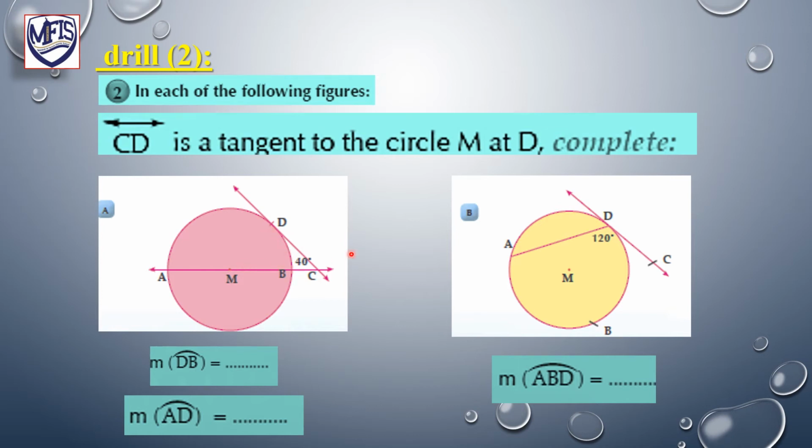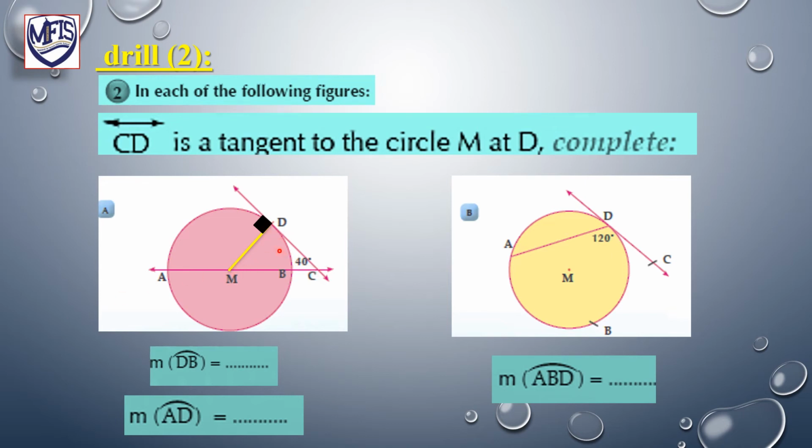So I need to draw a construction. What is the construction here? I will draw the radius MD, and this radius is perpendicular to the tangent CD. So here I have a right angle triangle at D.